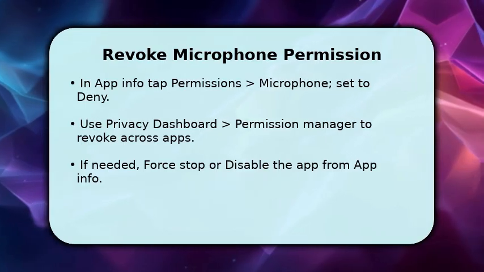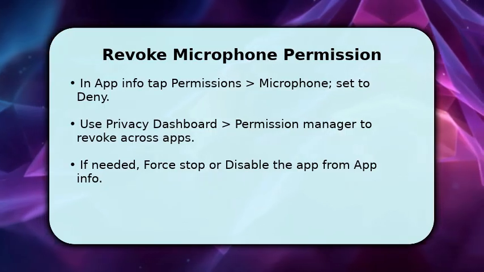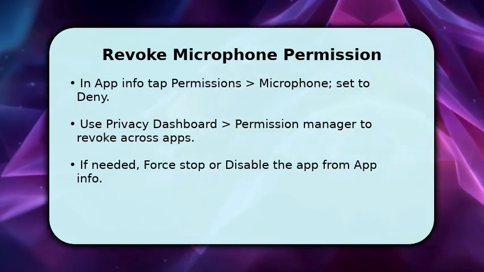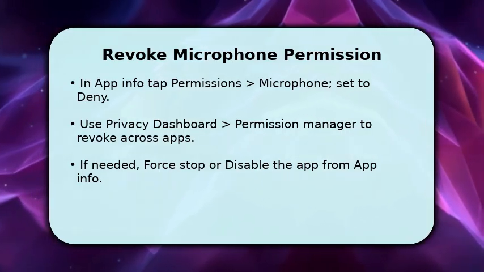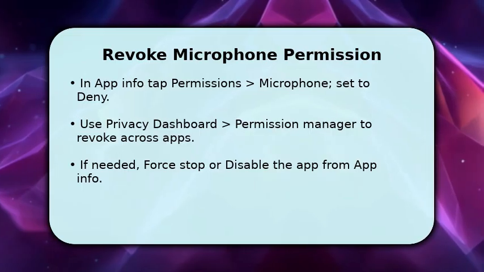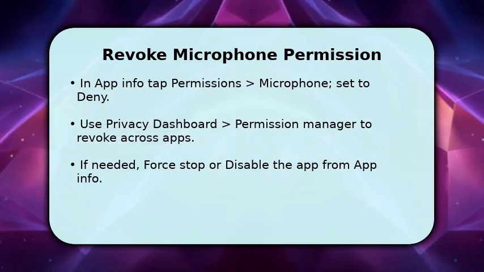Once done, go back to Settings Privacy Permission Manager and check Microphone to revoke access from any other apps that might record. If an app still runs, use Force Stop or Disable from App Info. This prevents background capture. Make sure to confirm the change by watching the microphone indicator when you test.